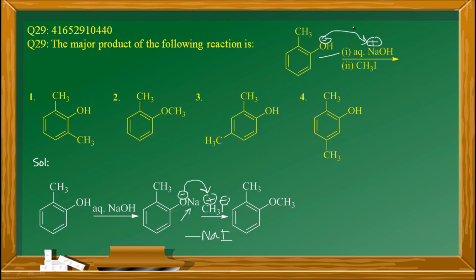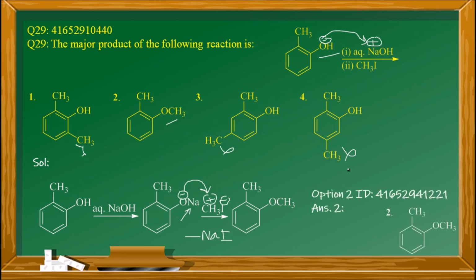What is the option showing? The methyl is intact, and methoxy is here. What about the other compounds? Here the hydroxy is retained, so this is not going to take place. Ortho, para, meta, no, friends. If you do Friedel-Crafts alkylation, then this is possible, but this is a sodium hydroxide reaction. Here alkylation will not take place; what takes place is methylation of the hydroxy group. So option number 2 is the correct option, friends.